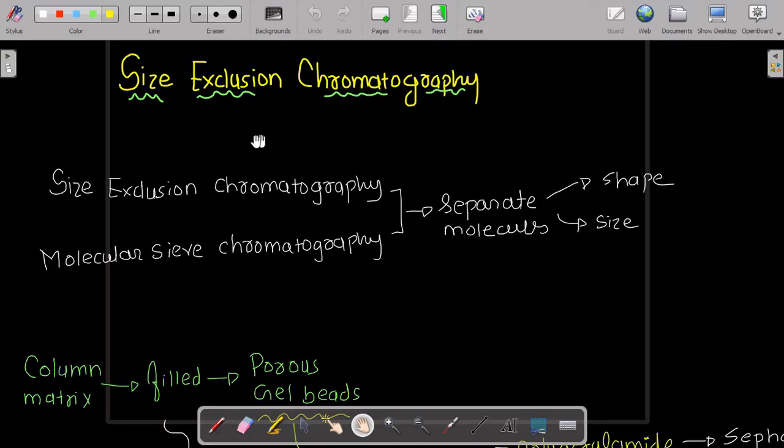In this video, we are going to talk about size exclusion chromatography. Size exclusion chromatography, also known as molecular sieve chromatography, separates molecules on the basis of their size and shape. Molecules are separated on the basis of their size and shape in size exclusion chromatography or molecular sieve chromatography.